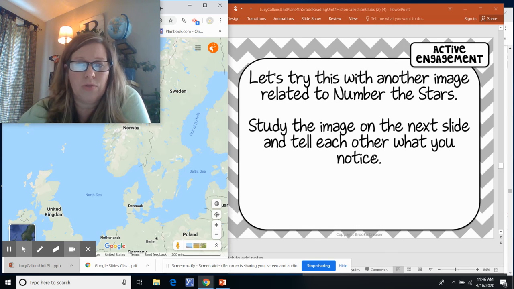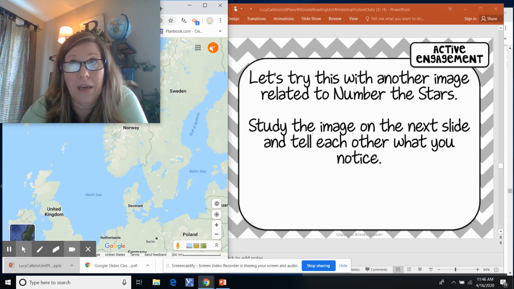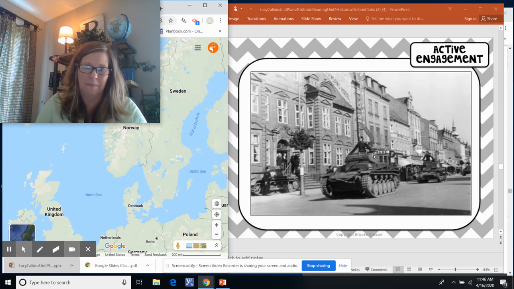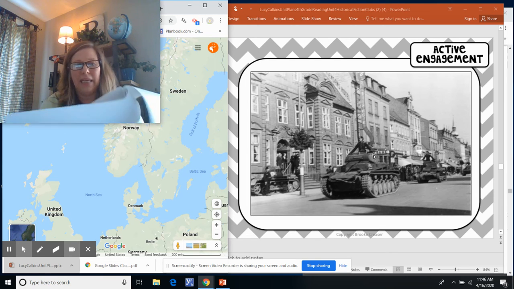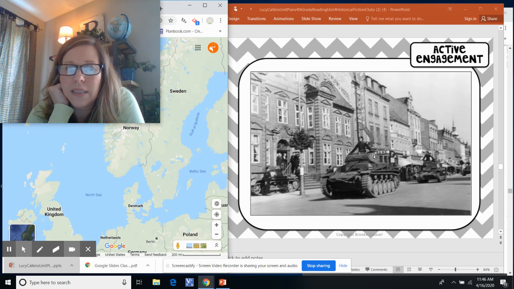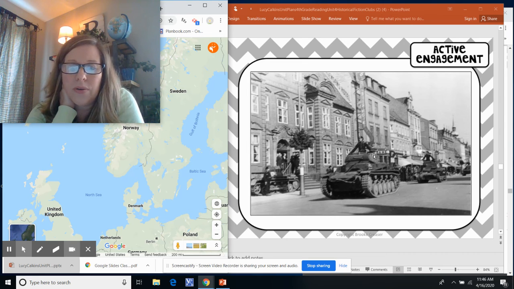So let's try this with another image related to Number the Stars. Study the image on the next slide, and I want you to think about what you notice. You can't tell me, you've got to think about it. Okay, so look at that image. I want you to look at the foreground, the background, all the things that are happening, the details, small little details. Think about what you're seeing. Remember to look at all the different parts. Does this fit with any part of the book, Number the Stars?